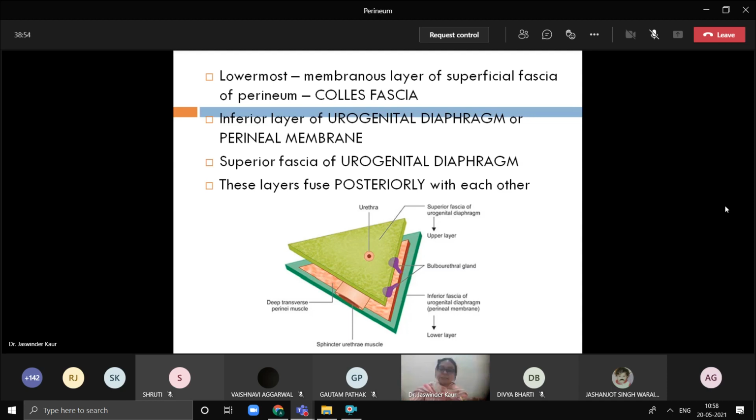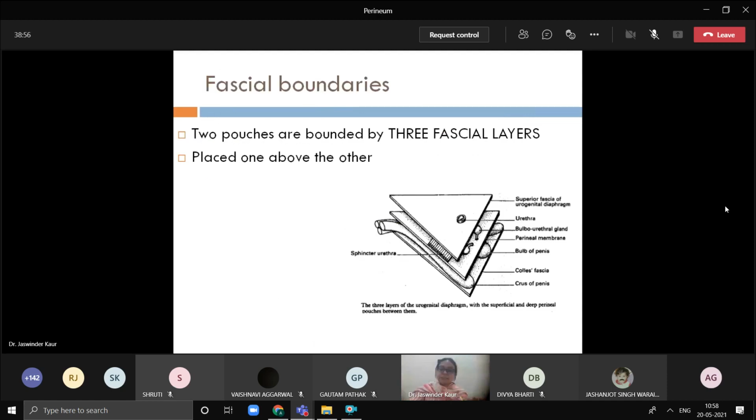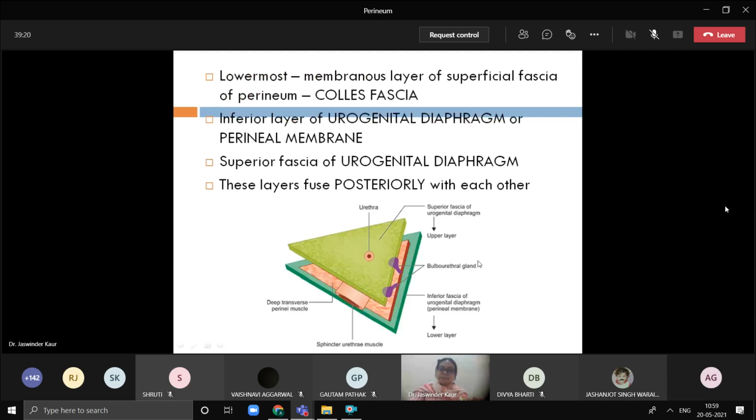And these layers fuse posteriorly with each other. So posteriorly, here, they fuse with each other. Now the 3 layers are clear. Are the 3 layers clear to you? Yes, ma'am. Those are the 3 layers of the fascia present in the perineum, right?